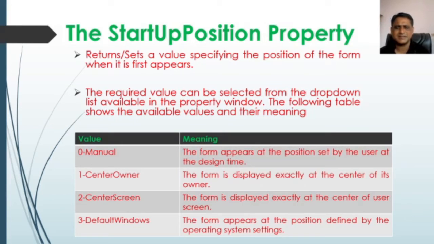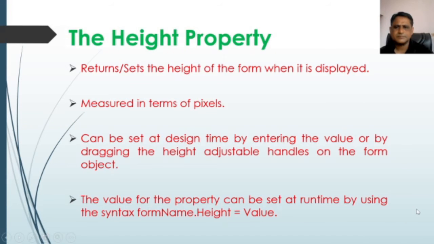So based on the settings you made to the operating system, the appearance of the form will be defined. Then the height property. This property returns or sets the height of the form when it is displayed. That is the distance between the top corner and the bottom corner of the form. It is usually measured in terms of pixels.